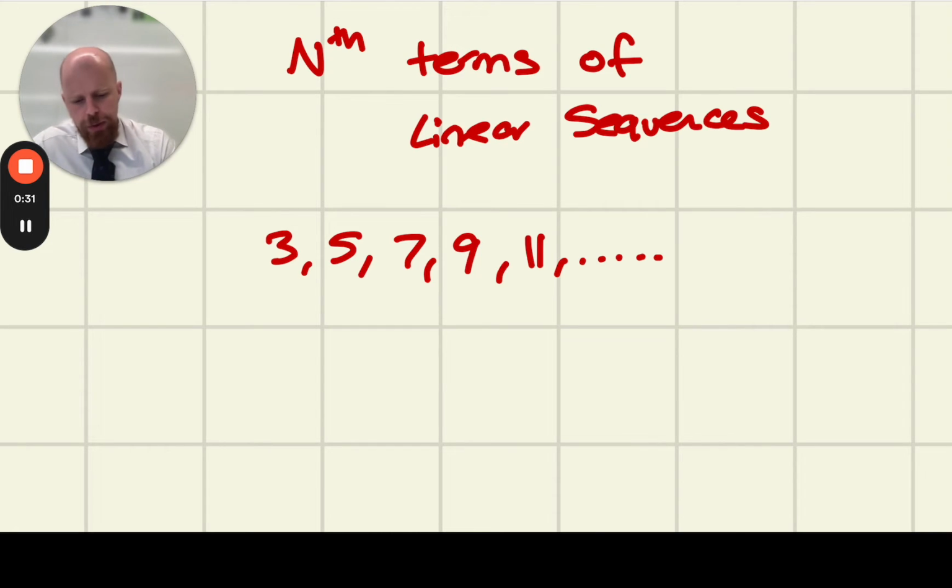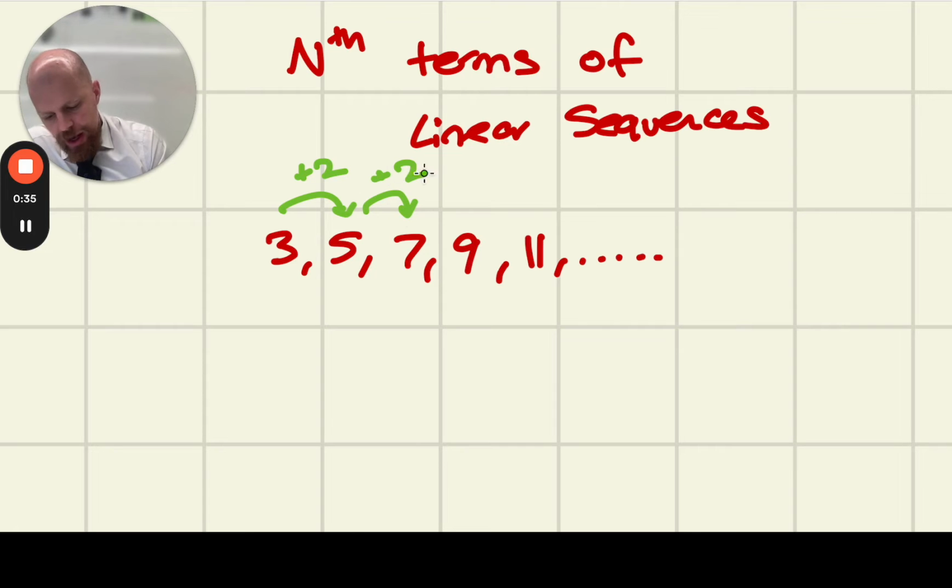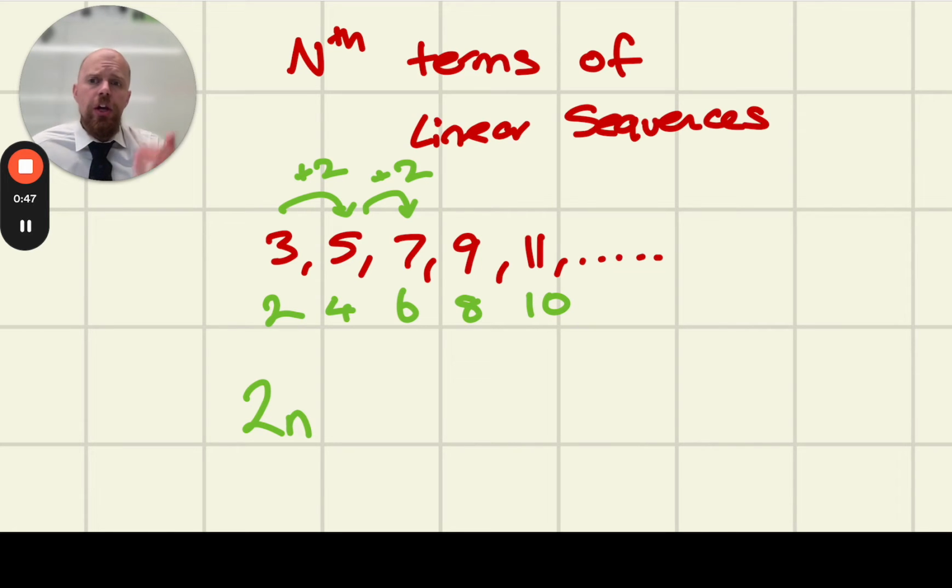Now, because we are adding 2 each time, I know it's related to the 2 times tables, which means that it is a 2n sequence. If you compare it to the 2 times tables, 2, 4, 6, 8, 10, and so on, you can see these 2 sequences are really related. To get from the 2 times tables to this sequence, we just add 1. So it is 2n plus 1. That is the nth term.